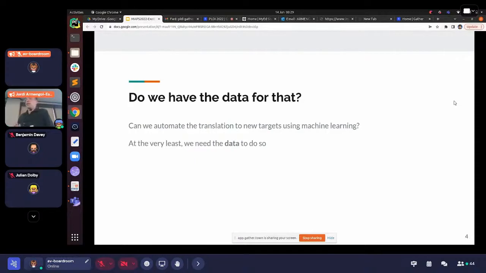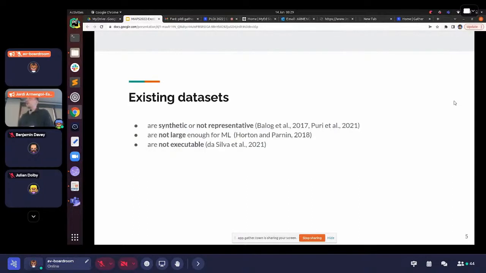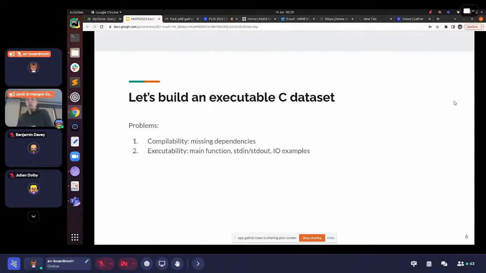But to start with, it's not even clear if we have the data for that, because existing datasets for low-level code, mainly C, are either synthetic or not representative of the real-world distribution of code. They might not be large enough for machine learning, because many program synthesis benchmarks for C are considerably small, so they could be used for evaluation but not for training models. And finally, some of them are quite large and real-world, but they are not executable. So that's why we decided to build a data set of executable C functions.